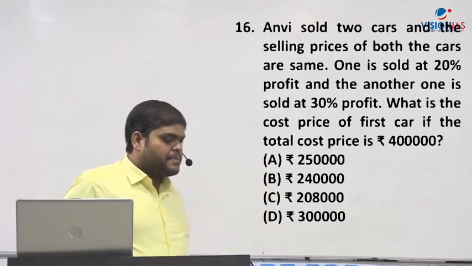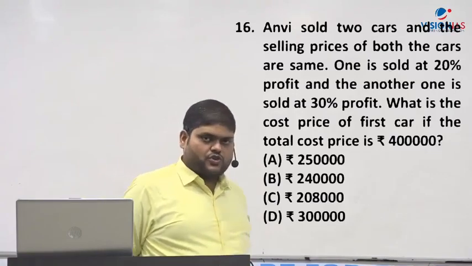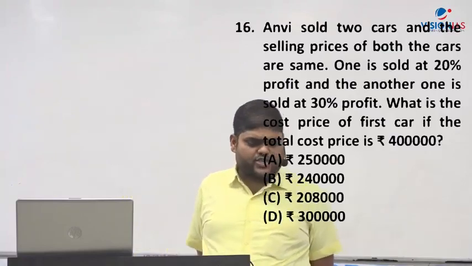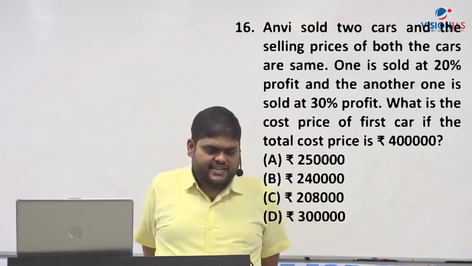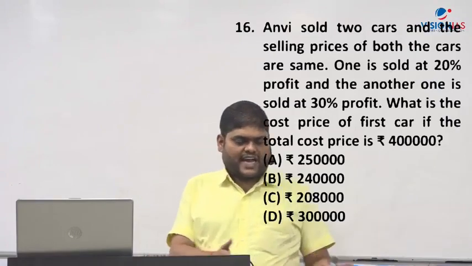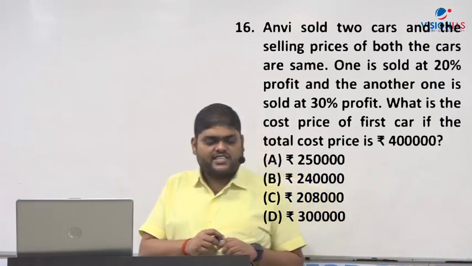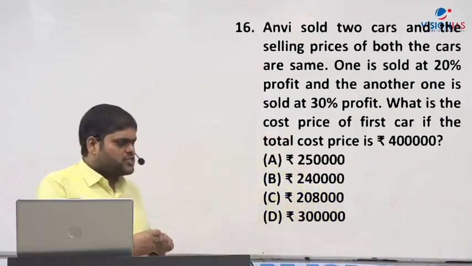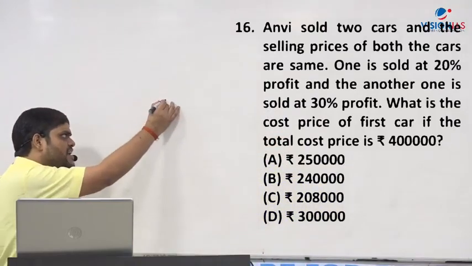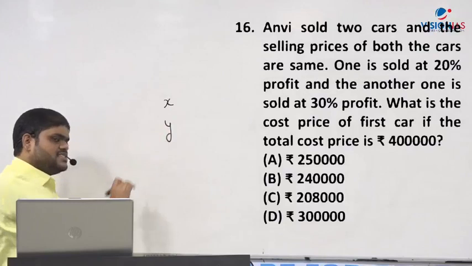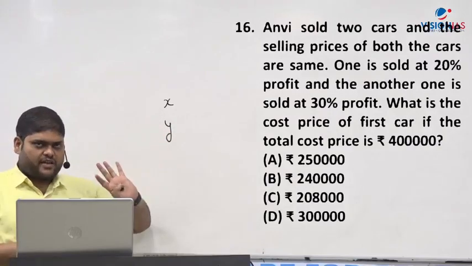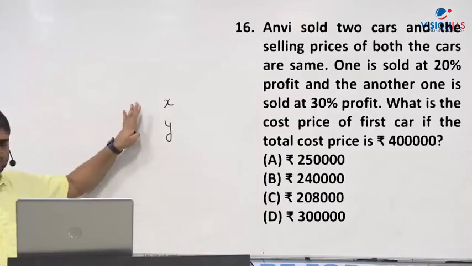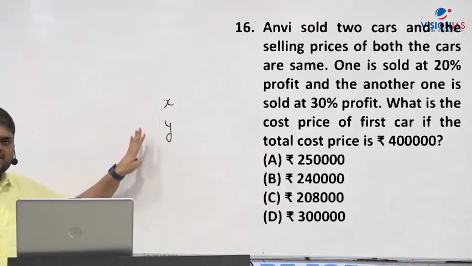This question can be better solved with the help of ratio. When we take ratio, we will again do this kind of question. But right now, without ratio, can we solve this? What is the question? Two cars are there. Suppose the first car is X, the second car is Y. I will not do it with X and Y, I will do it in some better way.